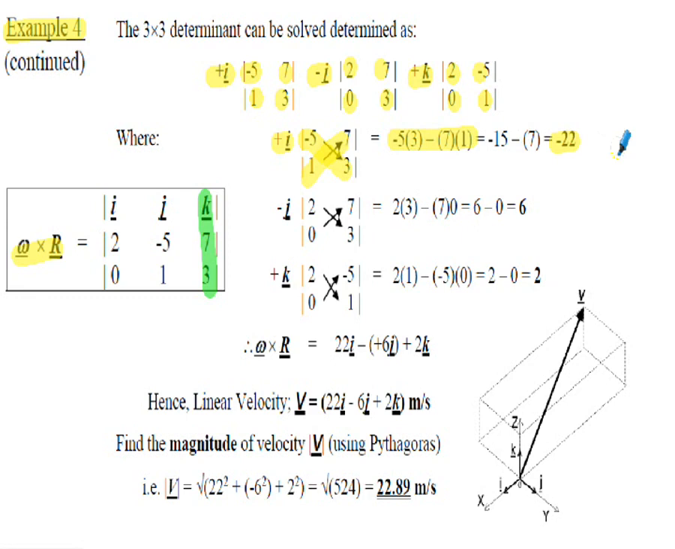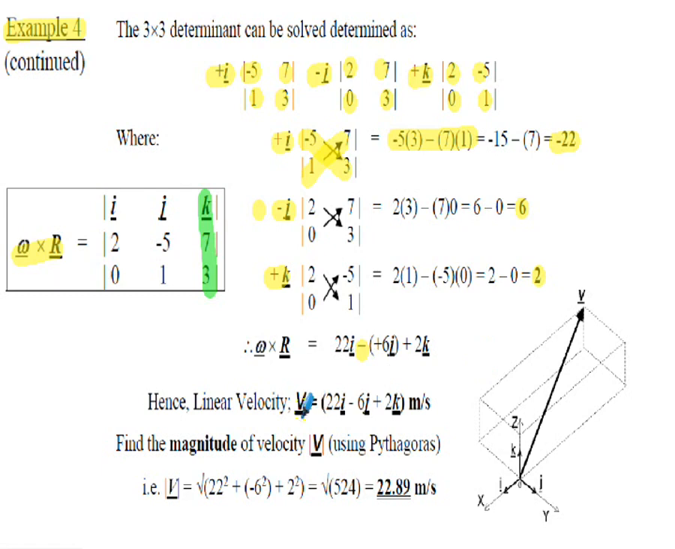I'll let you calculate the minus j determinant and the plus k determinant. They're given here for your reference. The minus j is 6 and the plus k is 2. Don't forget, as always, make sure you bring the negative down here from the minus j when you're doing your evaluations for omega r in this case.